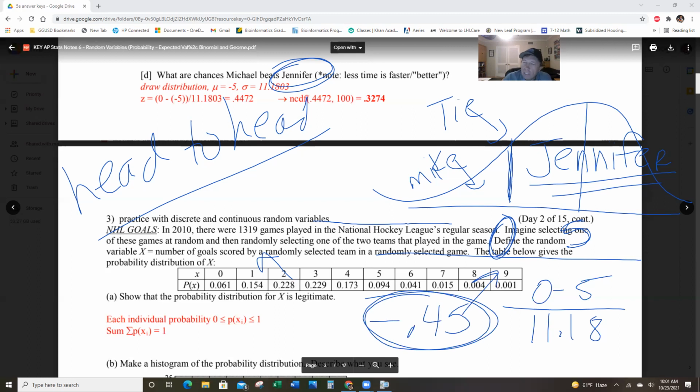Now, Michael wins in this area. I'm going to shade it. So I'm going to do NCDF negative infinity, comma, negative 0.45. And I'm going to circle this number in a different color. Let me grab a color for you. I'm going to go purple right here. The answer is going to be about that, depending on what you do.